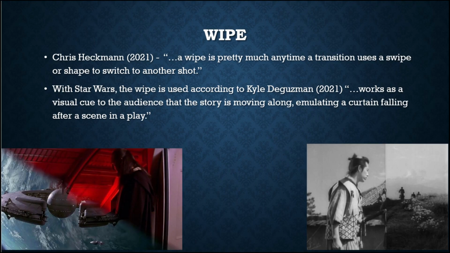Moving on to wipe. A wipe is pretty much any time a transition uses a swipe or shape to switch to another shot. Of course, a good example being Star Wars and the films from Akira Kurosawa. It works as a visual cue to the audience that the story is moving along, while also transitioning from one location to the next very seamlessly.